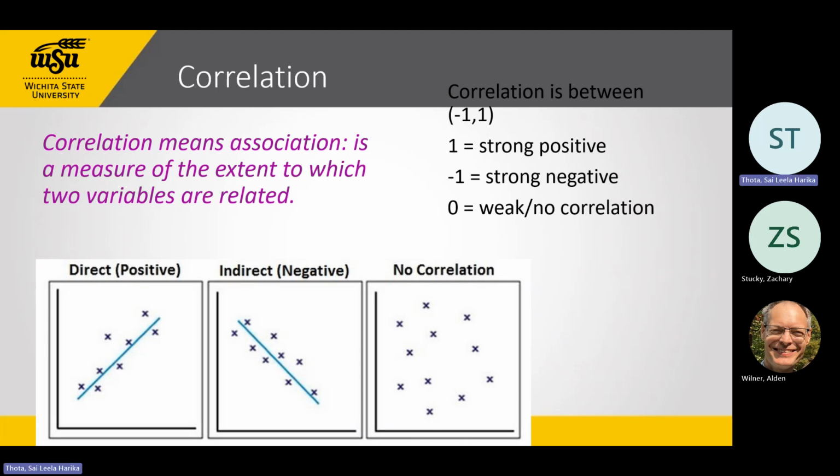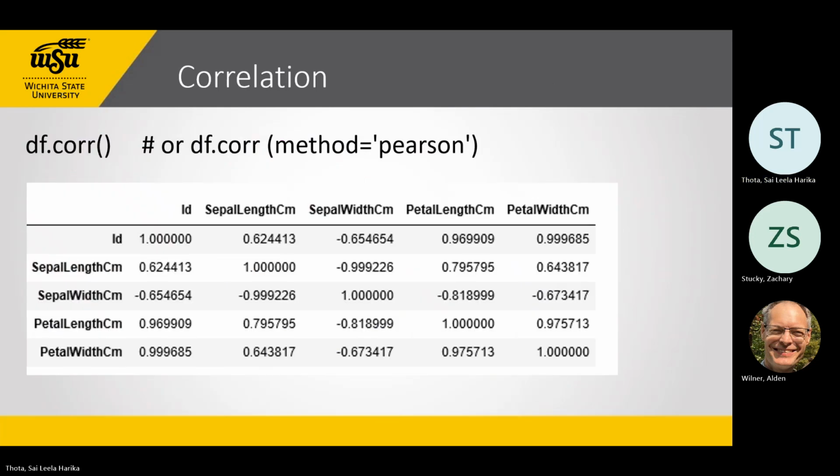Compared to 1 and -1, some students get confused, thinking that -1 means those variables are not correlated. That's wrong. They are related, but they are negatively related with the target variable. And this is the correlation for the iris dataset, and these are the values.